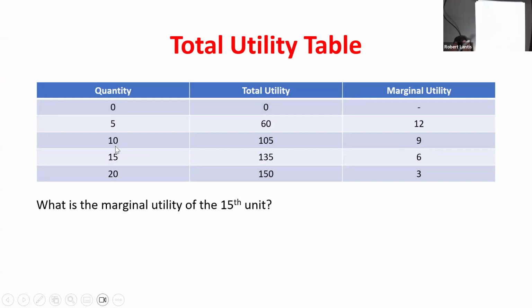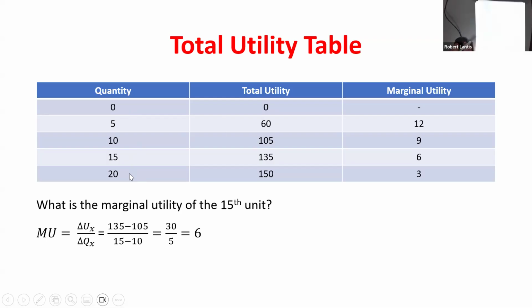If I'm going from buying 10 to 15 units of this good, my total utility is going from 105 to 135. My utility is going up by 30, but I'm buying 5 additional units. So the change in total utility over the change in quantity, 30 over 5, would give me that marginal utility of 6. Okay. Now notice initially, what was the marginal utility of going from 0 to 5? Well, there the change in total utility is 60, the change in quantity is 5, so my marginal utility of those first 5 units is 12.